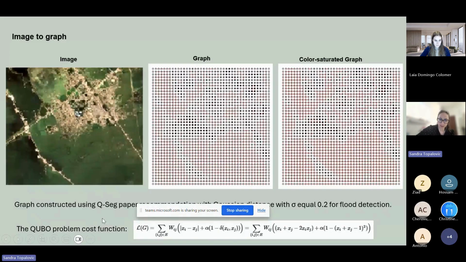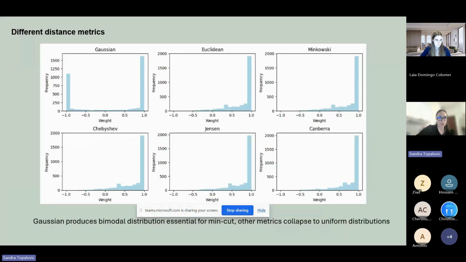And I used the QUBO problem cost function that we had, that Dr. Leah also used for the breast imaging as well. So slightly different than the one from the paper. Here I also tried to construct graphs with different distance metrics to see what could potentially be the best.